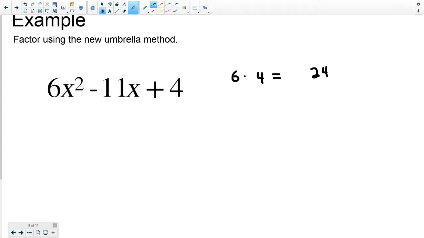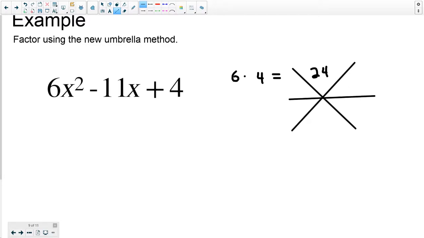Okay, with that in mind, now here's where I'm going to draw my x. And to add on to the x, I'm going to just add the fraction bar in the middle, because I know that that's going to happen. So factors of 24 that add to negative 11. That gives me a clue that this is positive and this is negative, which tells me that both of these numbers here are going to be negative.